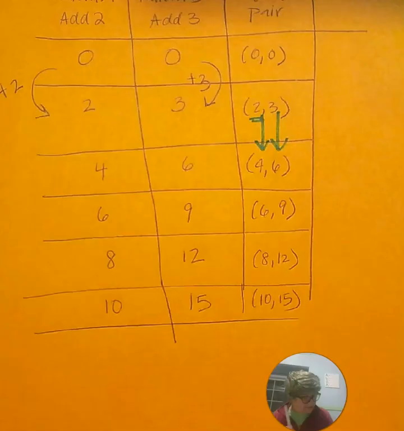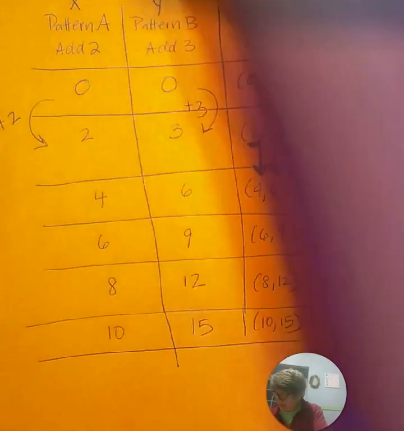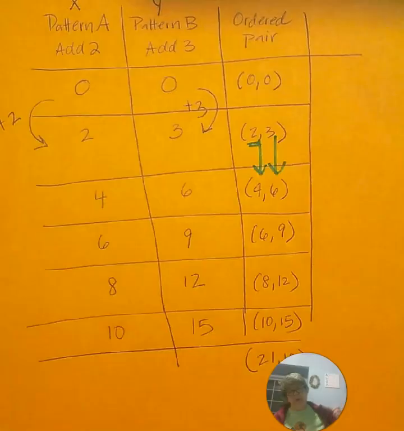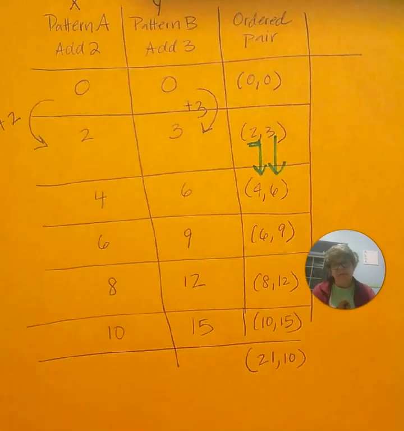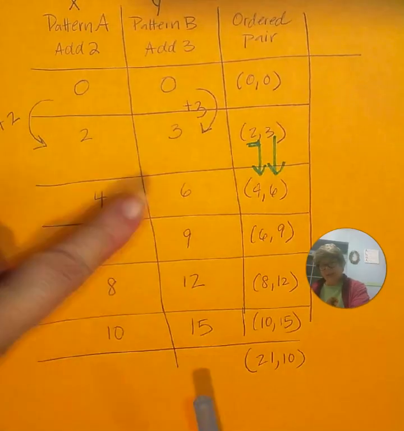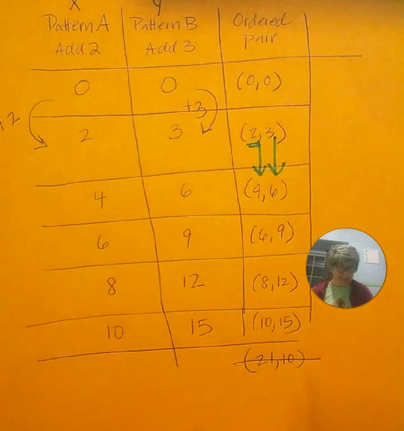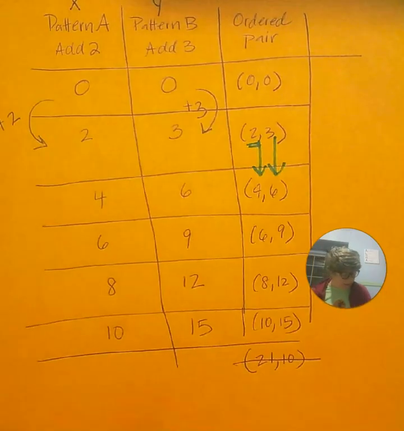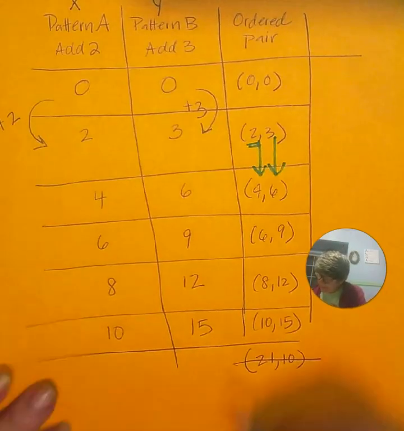If patterns A and B continue, will point 21, 10 be on the graph? What do you think? 21, 10. Let me just write it here so you can think about it. Is that going to work in our pattern? 21, 10? Does that make sense? If we're adding 2, are we going to get to 21? No. If we're adding 3, are we going to get to 10? No, that will not work, right? It has to be a multiple of 2 to be in pattern A and a multiple of 3 to be in pattern B.